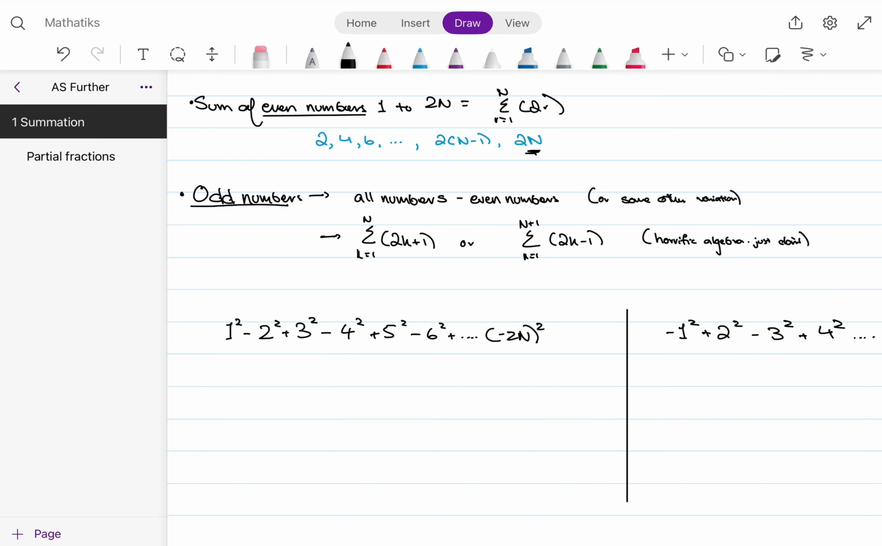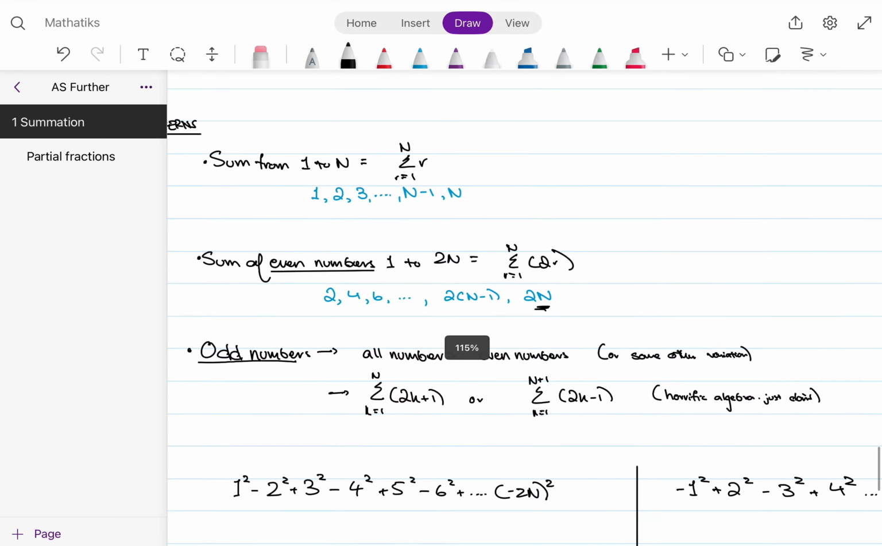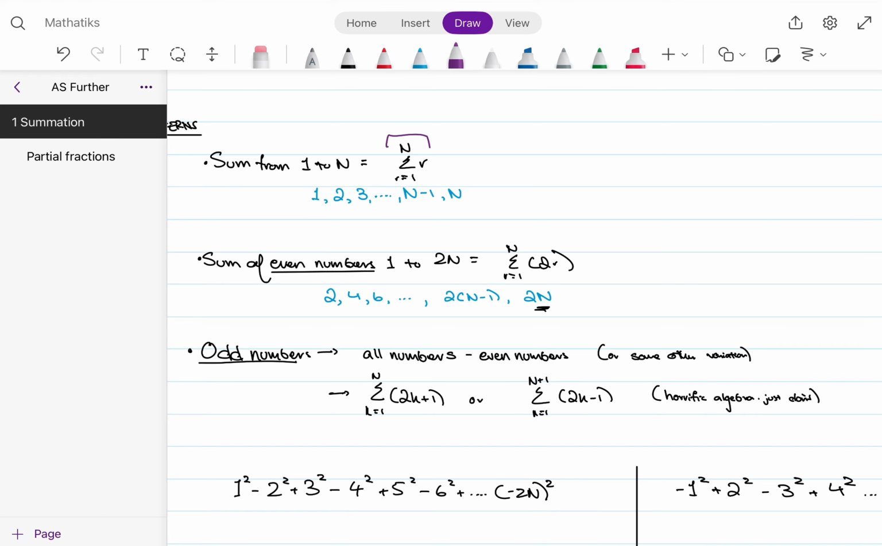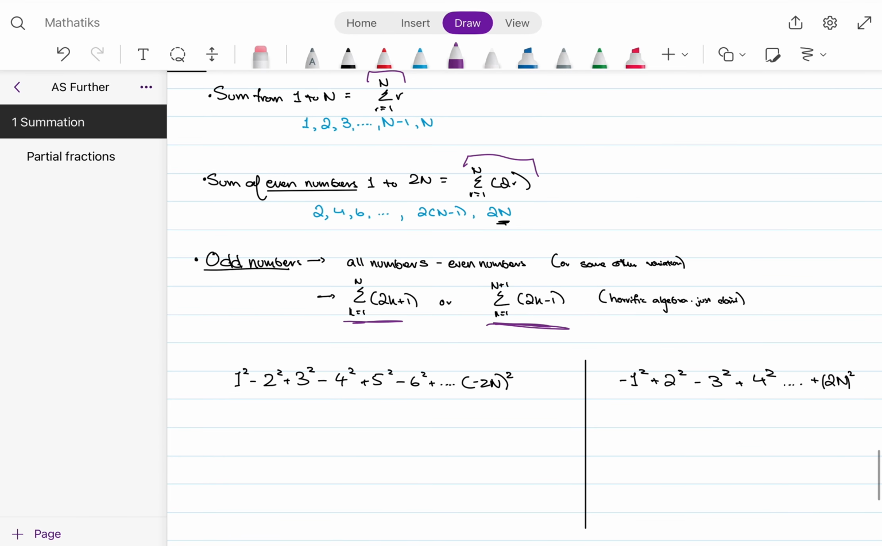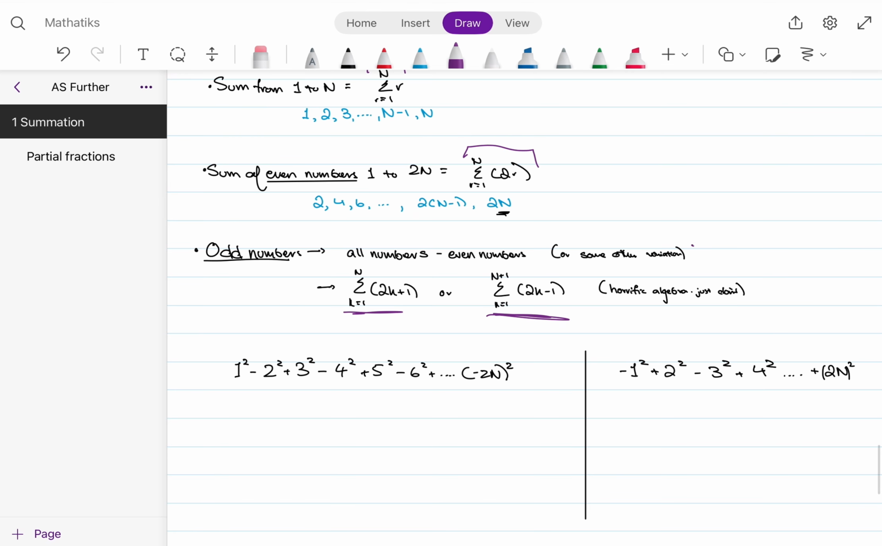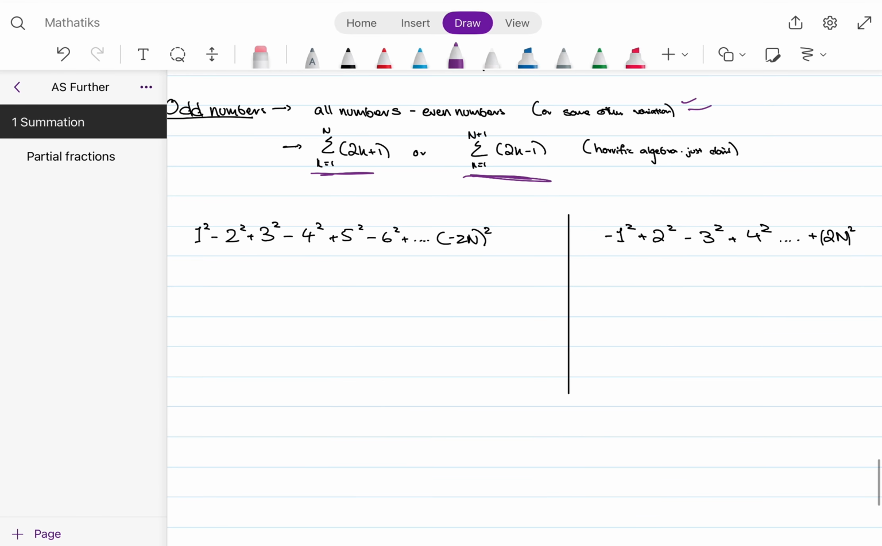When you're solving for the sum of odd numbers, one way to do it is you find the sum of all numbers minus the sum of even numbers. So this minus this. You could write this, but the algebra is so bad and you're more likely to make mistakes. So I'd suggest you don't do it. This is usually the way to go. Okay, let's do these two patterns.